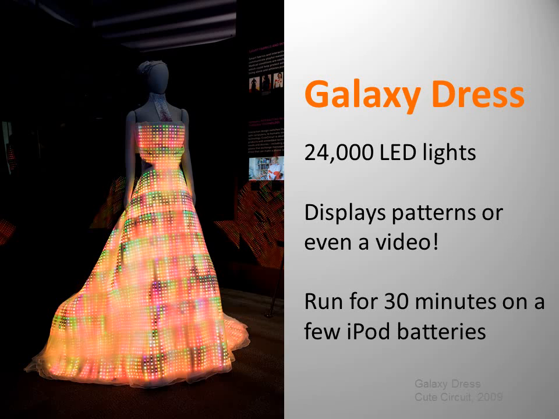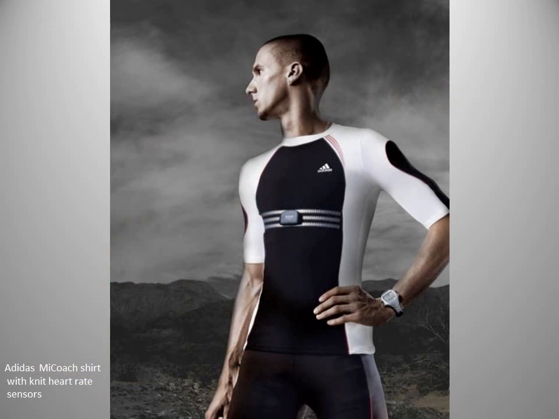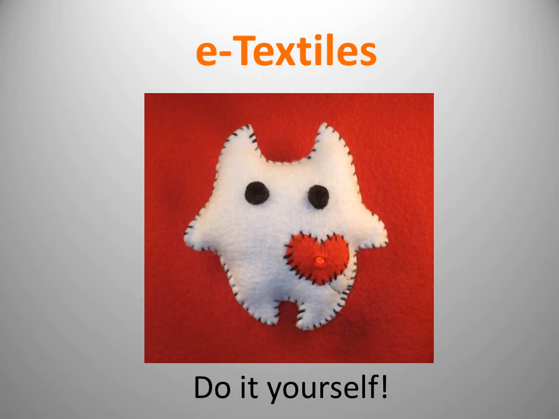The circuits, the connections between the LED lights, are designed so the fabric of the dress still stretches and remains flexible. The lights consume surprisingly little energy. How much, you ask? The dress can run for 30 minutes to an hour on a few iPod batteries. Adidas took a different approach to e-Textiles, using computers to create personal monitoring systems. This shirt has several bands of conductive thread knitted into it, so a heart rate monitor becomes part of the shirt.